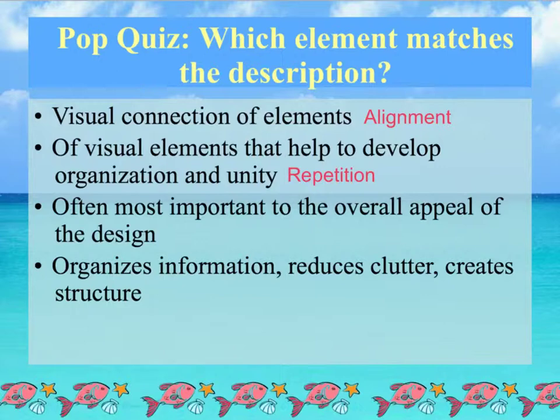And then next, this is often most important to the overall appeal of the design. And that definition matches up with the concept of contrast. And last but not least, this one organizes information, reduces clutter, and creates structure. And that, of course, is the last element of CRAP, and that is proximity. All right, let's keep moving, and we'll get into chapter 4.